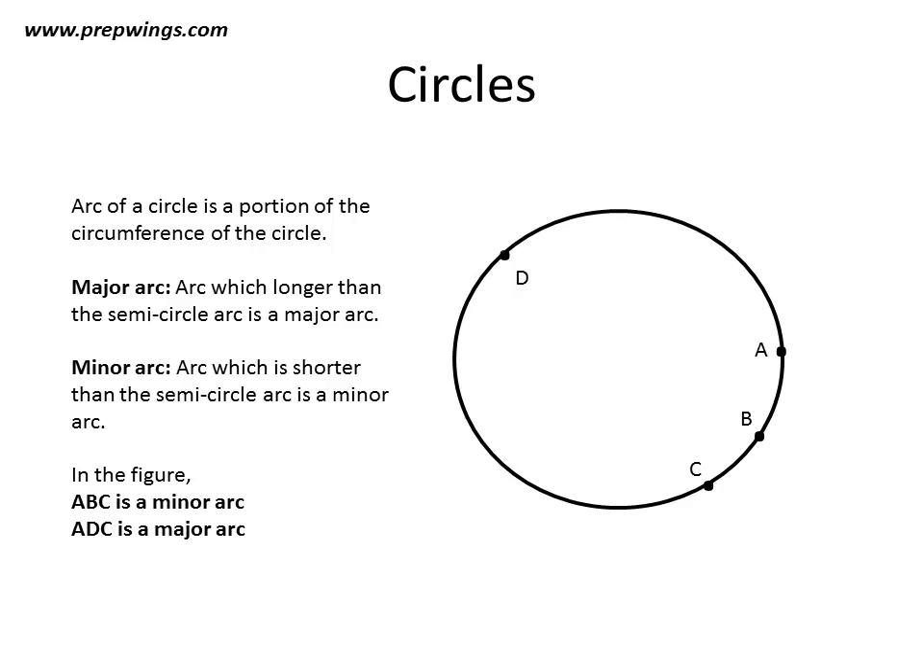Now we'll look at arcs of a circle. An arc is actually a portion of the circle, a portion of the circumference of the circle to be precise. A major arc is an arc that is longer than the semicircle. So if I look at arc ADC here, ADC is a major arc. A minor arc is an arc that is shorter than the semicircle. So arc ABC over here is shorter than the semicircle, so arc ABC is a minor arc.